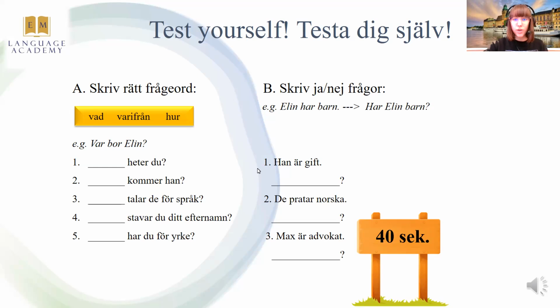What we have to do here, we have 3 answers, right? And our task is to provide questions based on these answers, right? So, for example, Ellen har barn. Ellen has kids. Does Ellen have kids? Har Elin barn? I would like to accentuate that these are ja och nej frågor. These are yes or no questions, which means that we begin these questions with the verb itself, because we don't have any question words, right? Right, so 2 exercises, A och B, and 40 seconds for you to do them. Lycka till!